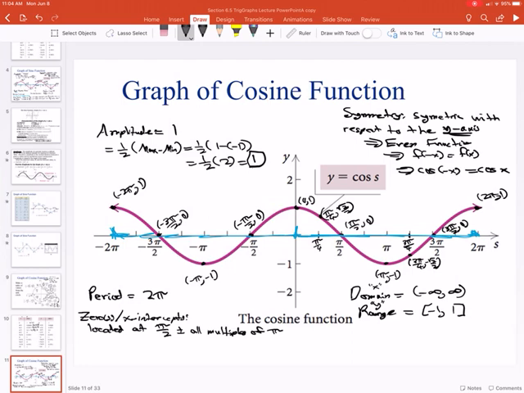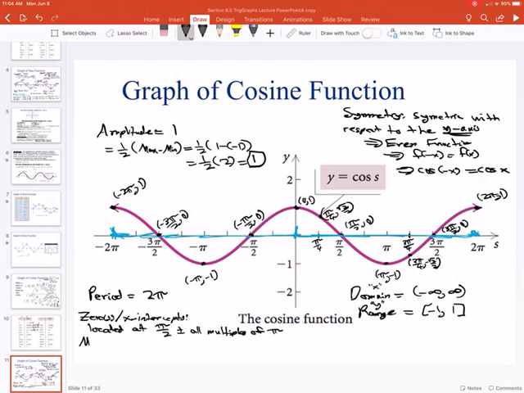So yeah, pi over 2, we add pi, we get 3 pi over 2. If we subtract pi, we're at negative pi over 2. Subtract another pi, we get negative 3 pi over 2. So again, all multiples of pi. Those are our x-intercepts, our zeros.